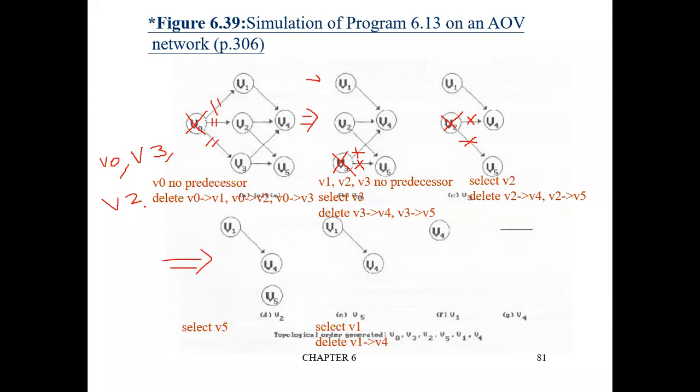Now how many vertices are there with in degree 0? 2 vertices. What are they? V1 and V5. Let us say that we are picking V5. So after V2, we visit V5. V5 does not have any edges, so there is nothing to delete.